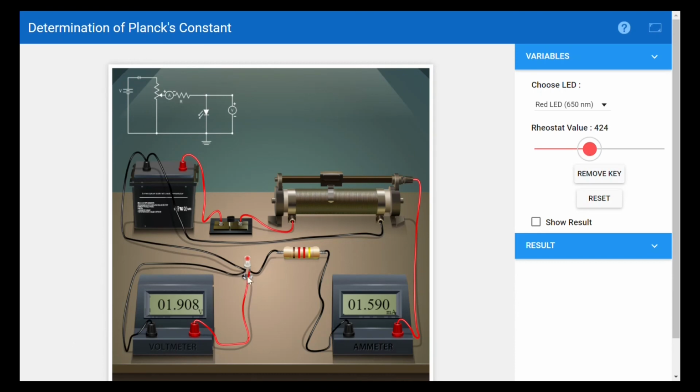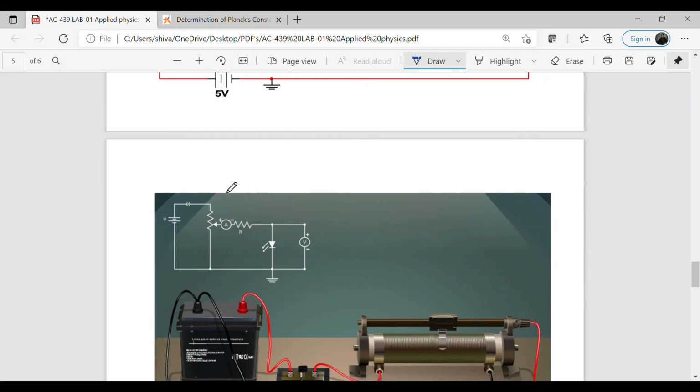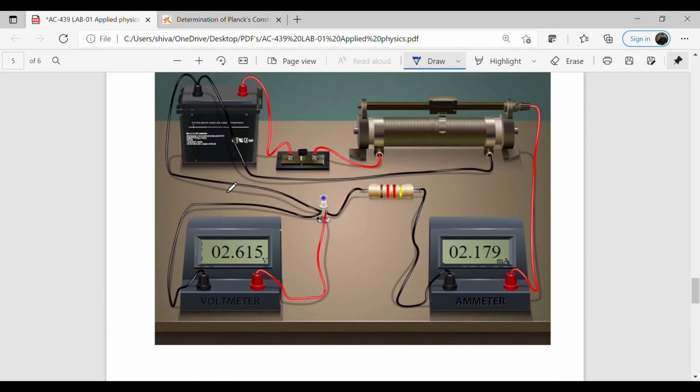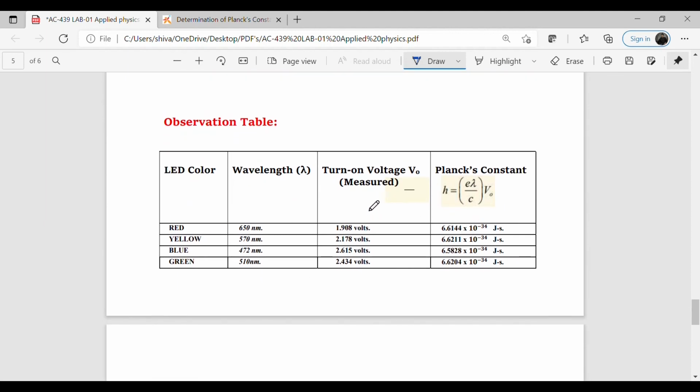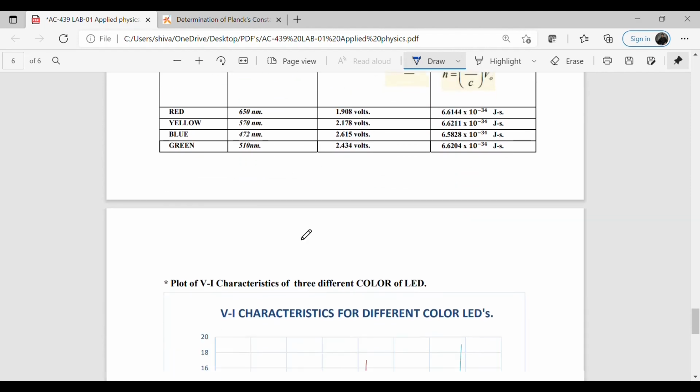As you all can see, for red it is 1.908 volts, and the wavelength of red light is 650 nanometers. So let us perform a simple calculation and check what value of Planck's constant comes from this experiment. After performing the experiment for all the colors of LEDs, we have got this observation table, where we have the value of V naught from the experiment, and the wavelength lambda, which is given in our simulation software itself. So these are the values which we get in the experimental setup.